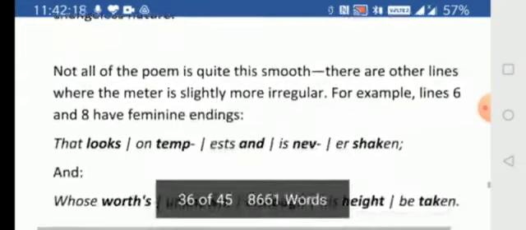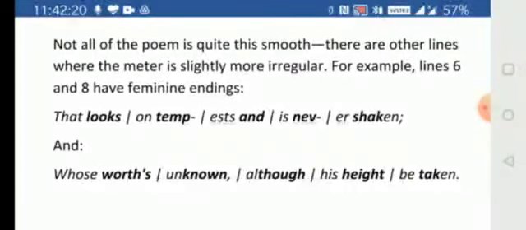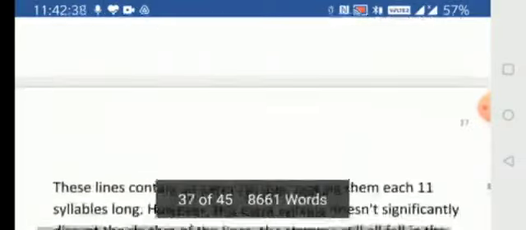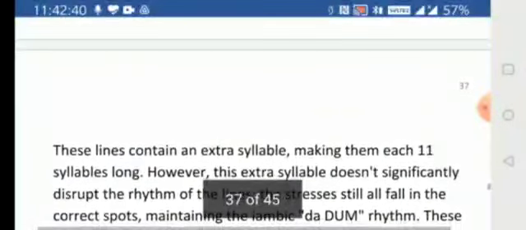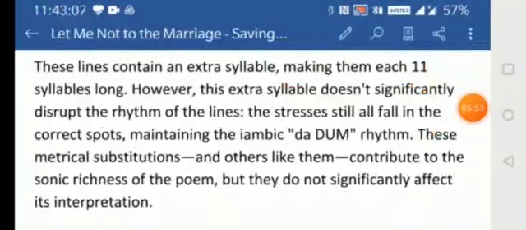Not all of the poem is quite this smooth. There are other lines where the meter is slightly more irregular. For example, lines 6 and 8 have feminine endings: that looks on tempest and is never shaken, and whose worth is unknown, although his height be taken. These lines contain an extra syllable, making them each 11 syllables long.